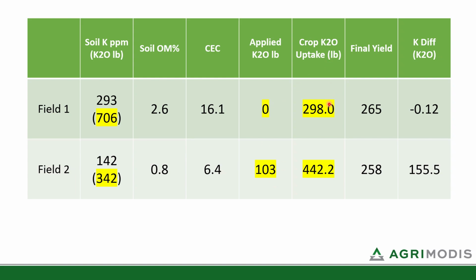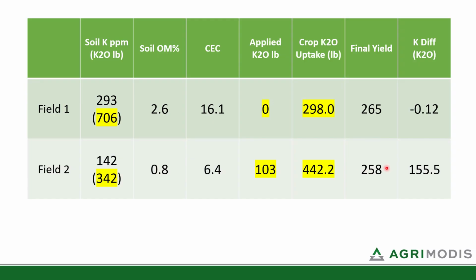Look at the crop uptake differences in these two fields. This one was 298 pounds in the biomass per acre. This one was 442. Now look at the final yields though. The one with about 300 pounds of K2O was 265 bushels an acre. This one yielded only 7 bushels less, but it had 150-ish more pounds of K2O uptake.